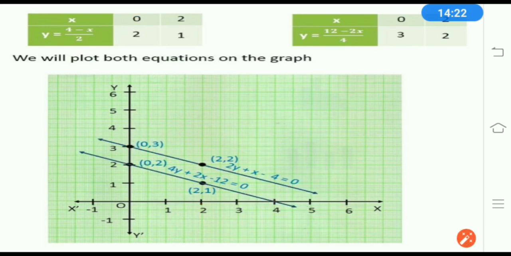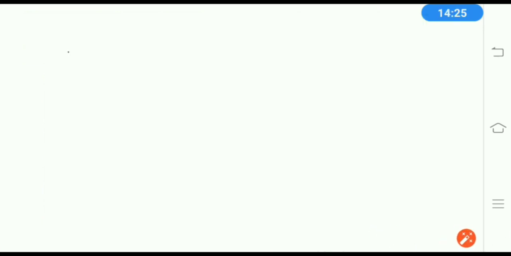Okay, so students, this was the basic idea of a pair of linear equations in two variables. Okay, in the next class we will solve exercise 3.1.